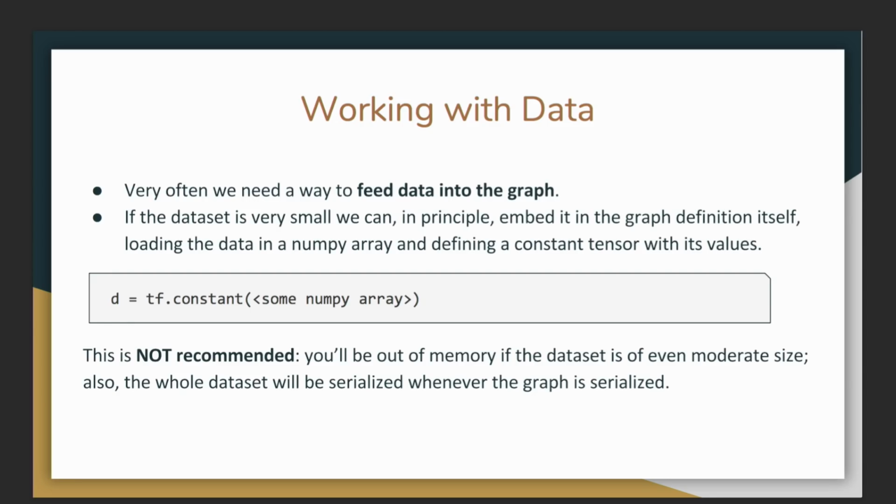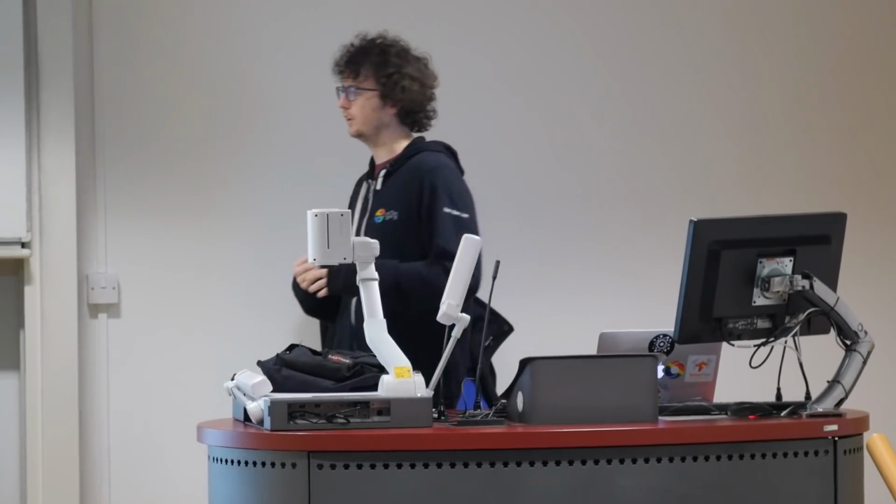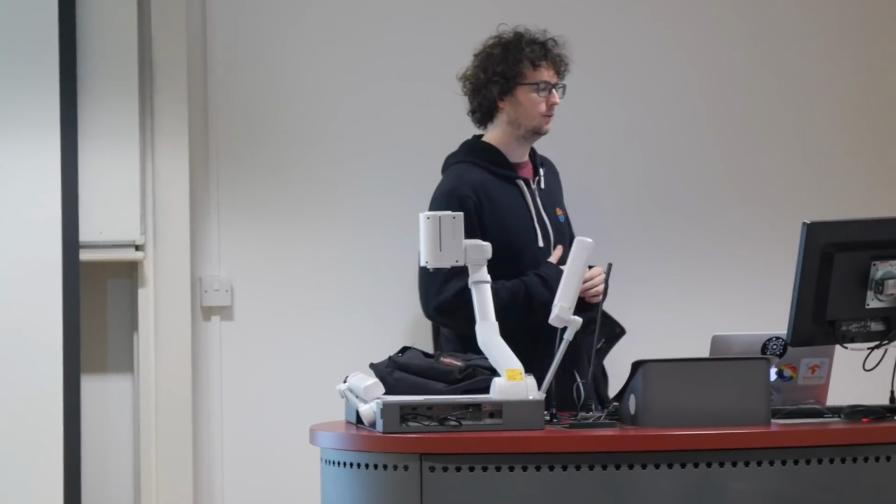The second important thing is that we need a way to feed the data into the graph. If the data set is very, very small, in principle, we can just embed it in the graph definition itself. So we could load the entire data set inside a NumPy array. It's just a big matrix. And then we could define a TF constant, which is an op that every time it's executed, will load the entire array and provide it to you as a result.